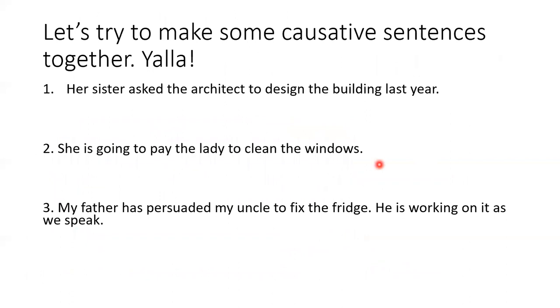So now let's try to make some positive sentences together. I'm going to read the sentence and I want you to think very hard of how we might form a positive sentence for this situation. So, her sister asked the architect to design the building last year. I need to see who is the cause, and I need to see what was the action that was caused. So I see here that the sister is the one who asked, so she's the cause. Her sister must be the subject.